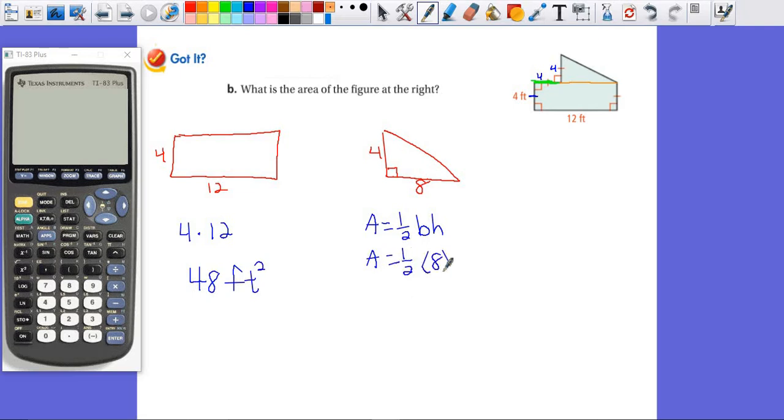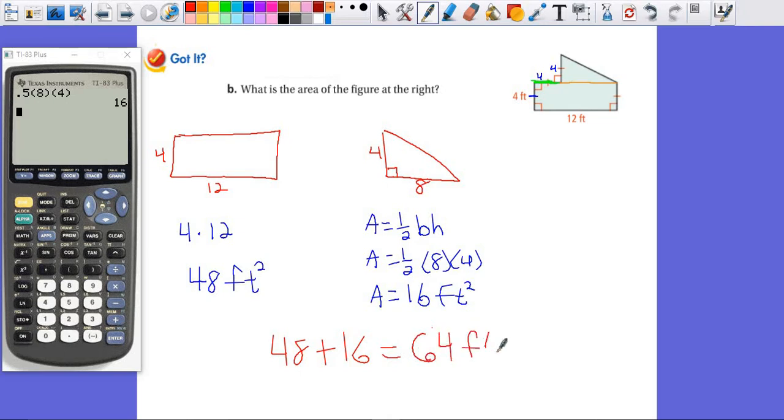of 8 times 4. So you could do this piece by piece, or you could plug it into your calculator all at one time. I will tell you, if you're going to use your calculator, always try to use 0.5 in place of 1/2, and then parenthesis 8, parenthesis 4, and that would give you a total of 16 feet squared. So all we need to do to figure out our whole answer is we take 48 and we add 16 to it. If we do that, we get our final answer to be 64 feet squared.